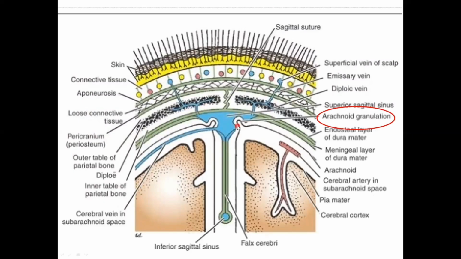A word about the arachnoid granulations. So this is the arachnoid membrane. What happens? This arachnoid membrane will project into the interior of the dural venous sinus. This is called arachnoid villi or arachnoid granulations. Why is it important? Because these arachnoid villi or arachnoid granulations are the site of absorption of CSF. So at this area, the CSF from the subarachnoid space is absorbed into the dural venous sinus.